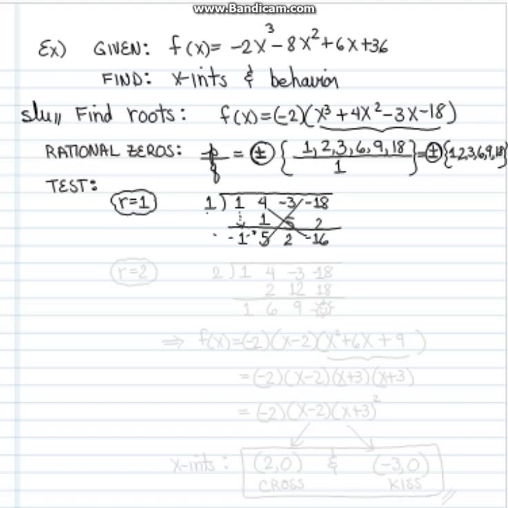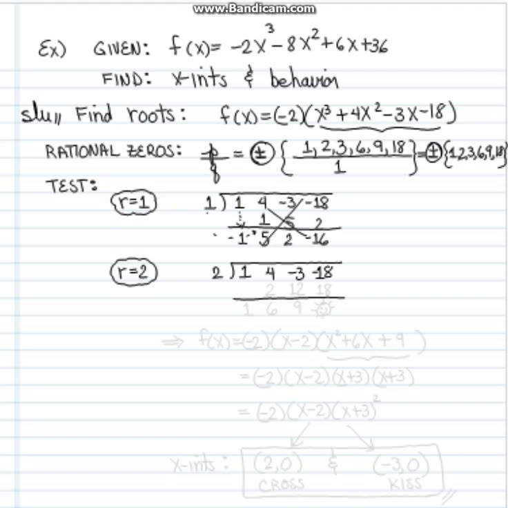We're looking for a zero remainder, and we don't even get a bound at the bottom here, because we would have had to have all non-negative numbers at the bottom to say that we found the upper bound. Let's test r equals the next number on our list from the rational zero theorem. Let's try positive 2. We can try negative numbers too, but for now we're just going to go through this list and see what happens. It's pretty quick to do this. We have 1, 4, negative 3, negative 18. And we are looking for a zero remainder.